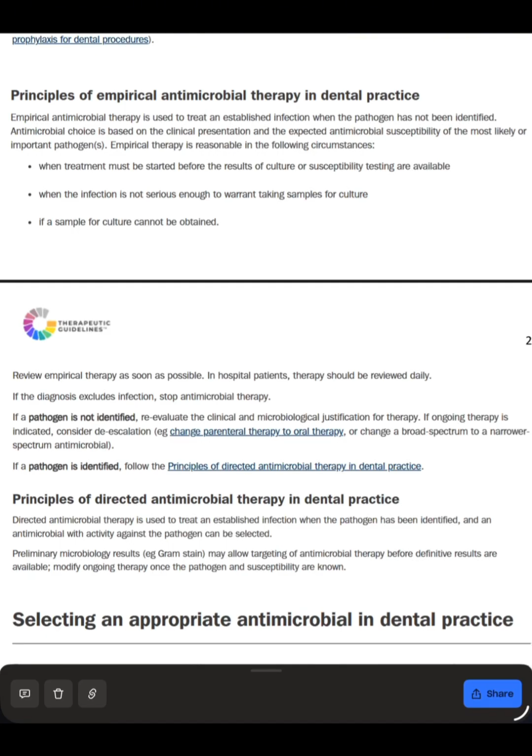Empirical therapy is reasonable in the following circumstances. When treatment must be started before the results of culture or susceptibility testing are available. When the infection is not serious enough to warrant taking samples for culture. And if a sample for culture cannot be obtained. In these three cases, we use empirical antimicrobial therapy.